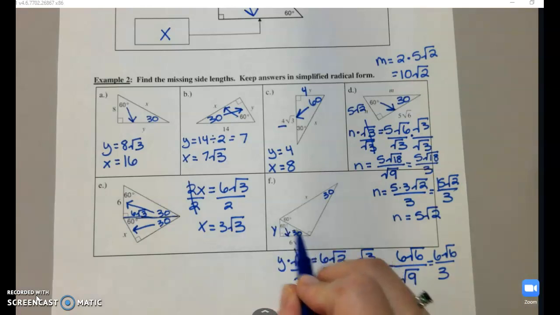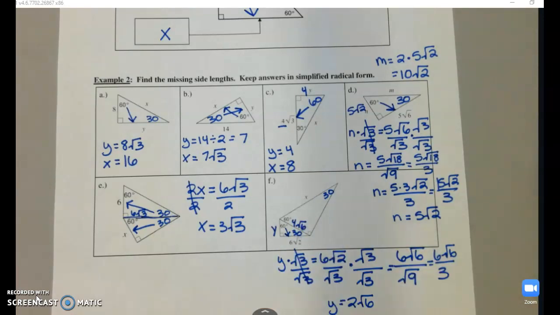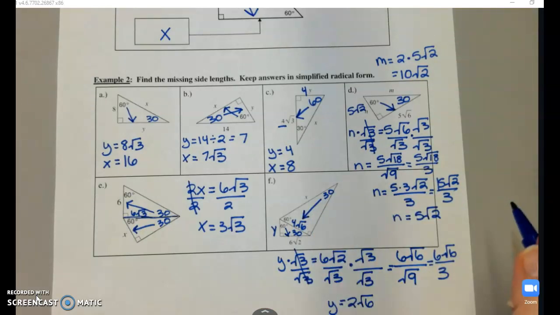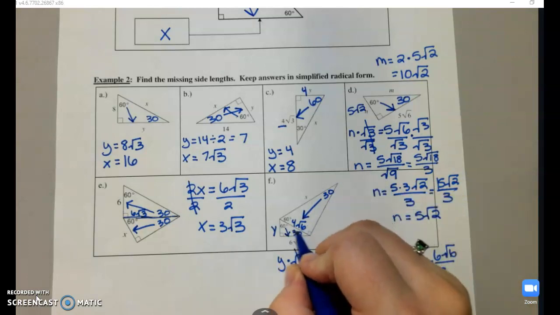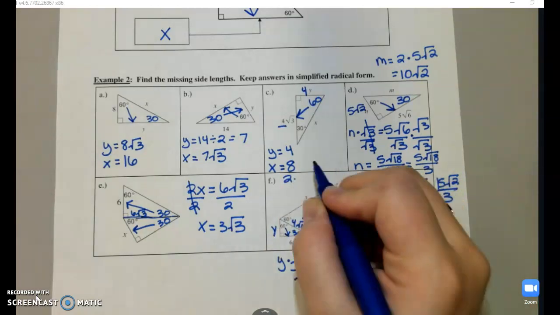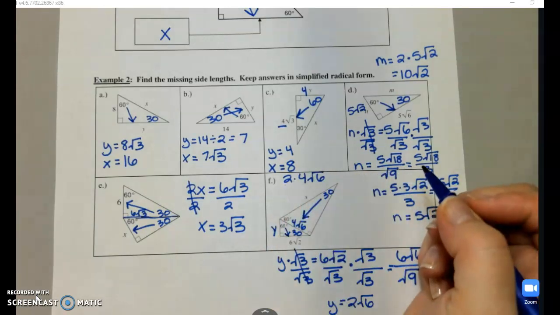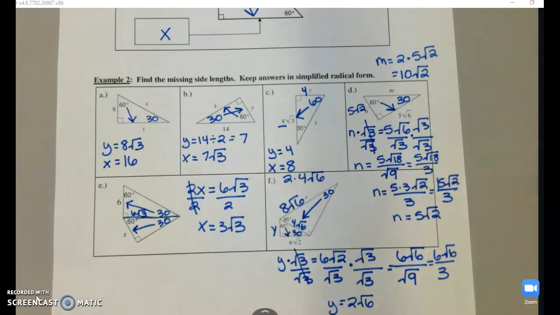So now I can find my hypotenuse, and that's going to be twice this. So this side is 4 on the square root of 6. And this is the side opposite the 30-degree angle on my upper triangle. And what I'm looking for, x here, is the hypotenuse. So that's going to be twice this. So x is twice 4 on the square root of 6. 4 times 2 is 8. So x is equal to 8 on the square root of 6.